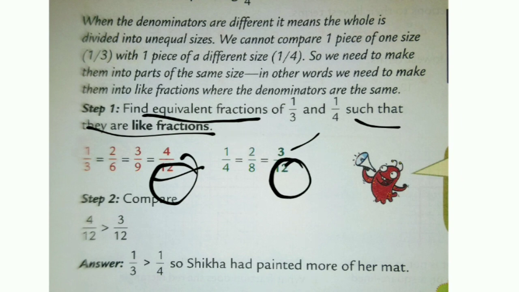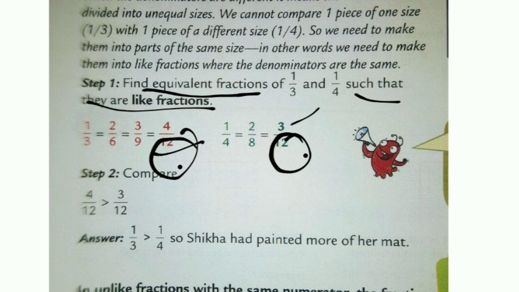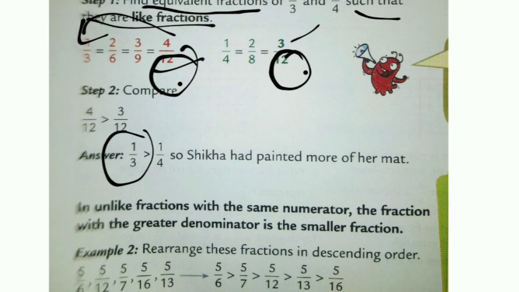So in this one, more methods are there for solving this, that we will do in the different denominator one. So here we get the same numerator. So in this one, now we can compare it. 4 upon 12 and 3 upon 12. Which one is greater? 4 upon 12. And the 4 upon 12 comes from 1 by 3. So 1 by 3 is greater than 1 by 4.